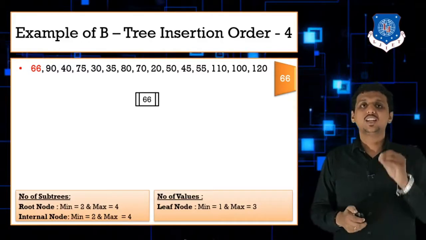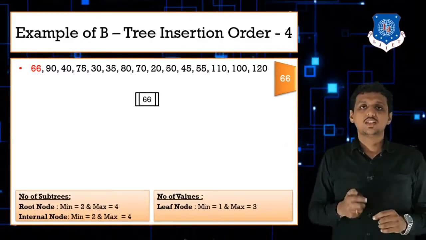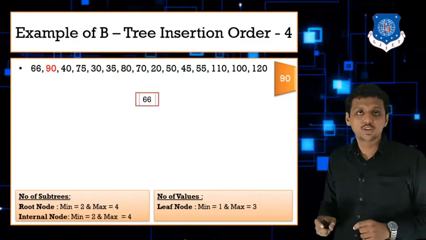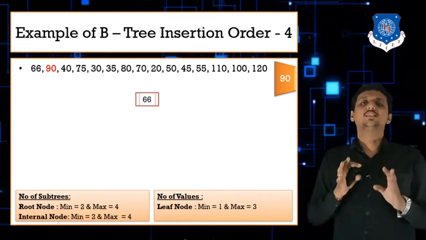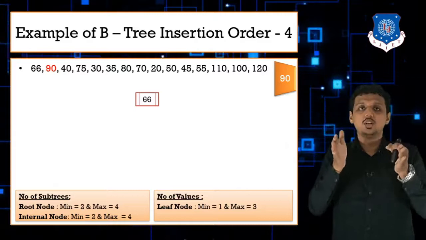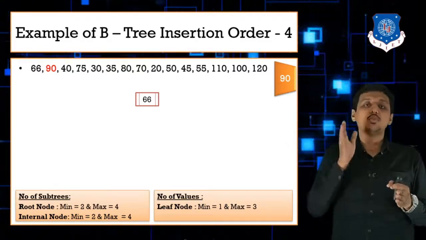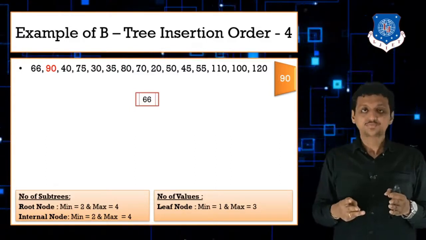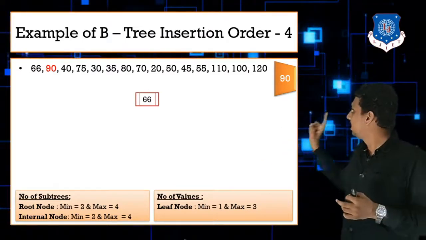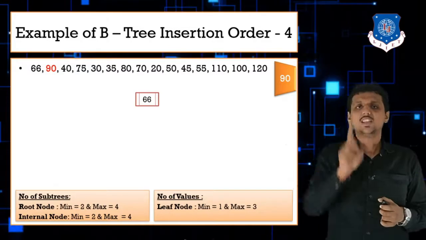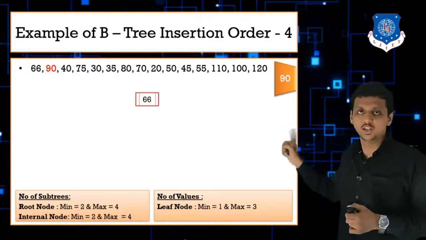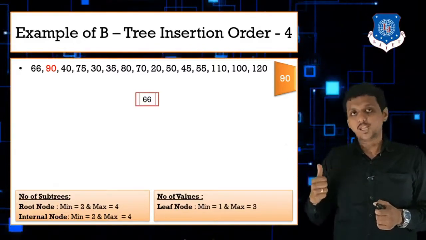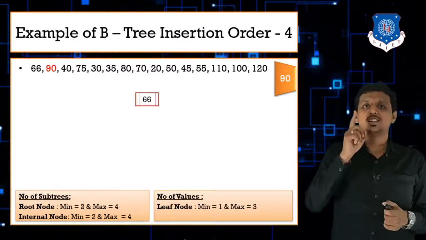Now what is the next value, students? The next value we have is 90. So what we need to do is insert 90. Now tell me, this is our first node. Here the B tree is of order 4. That means, students, each node must contain maximum 3 values. So here we have just inserted only one value. That's why we can insert 90 over here, because there is still space to insert new values.